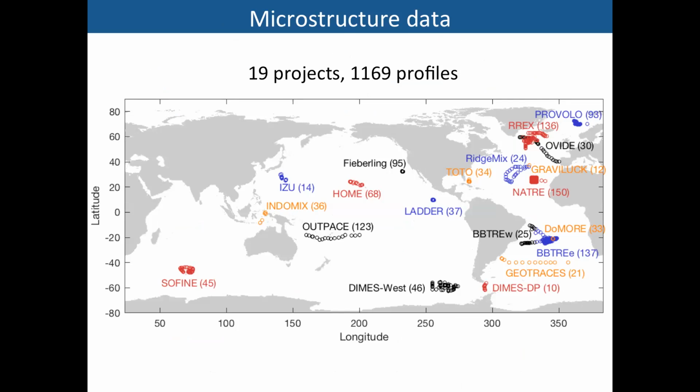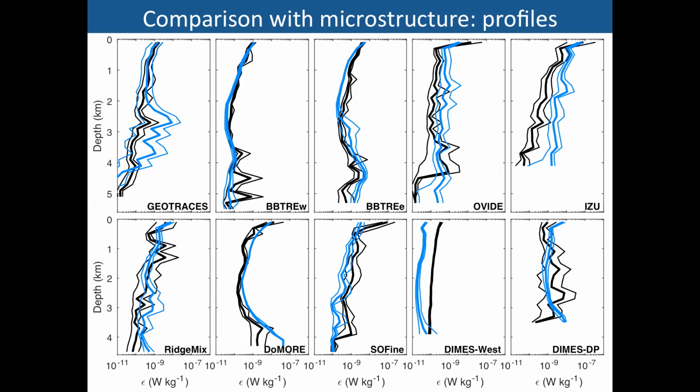So we gathered the microstructure data. It's summarized here. We have 19 different projects, about 1,200 profiles of measured dissipation. And what we're going to do first is to make an average profile for each of these projects and compare this average profile to the profile predicted by the parameterization. And I'm showing here 10 projects as an example.